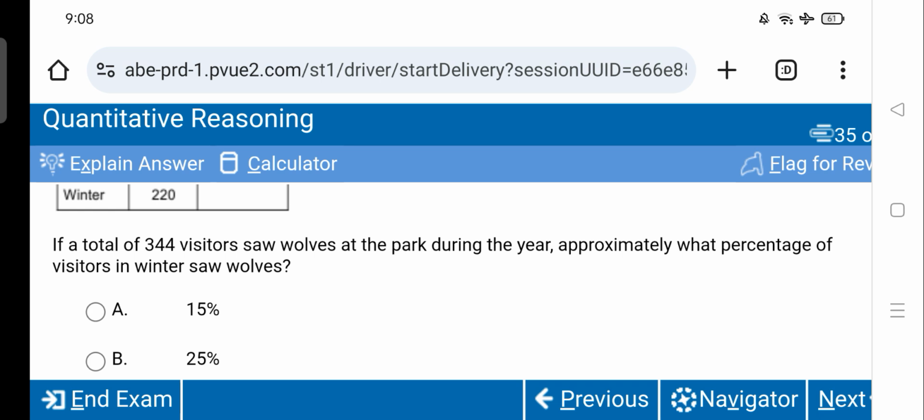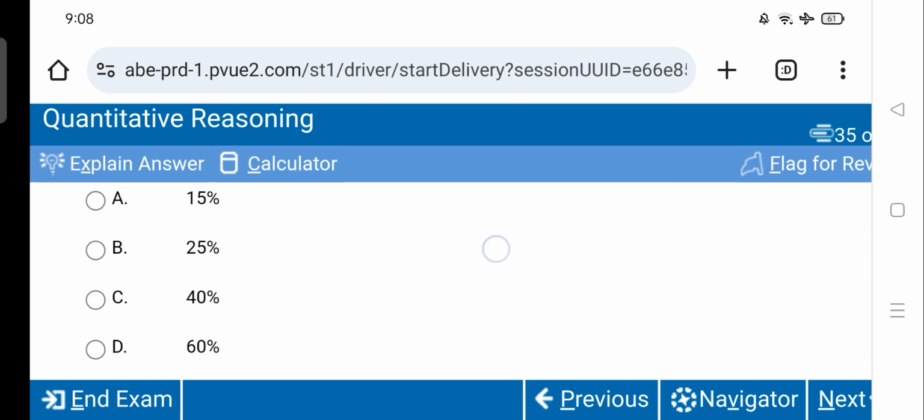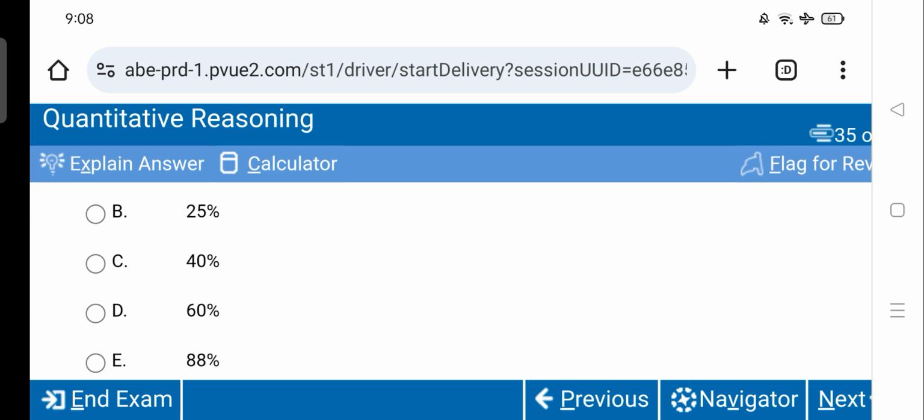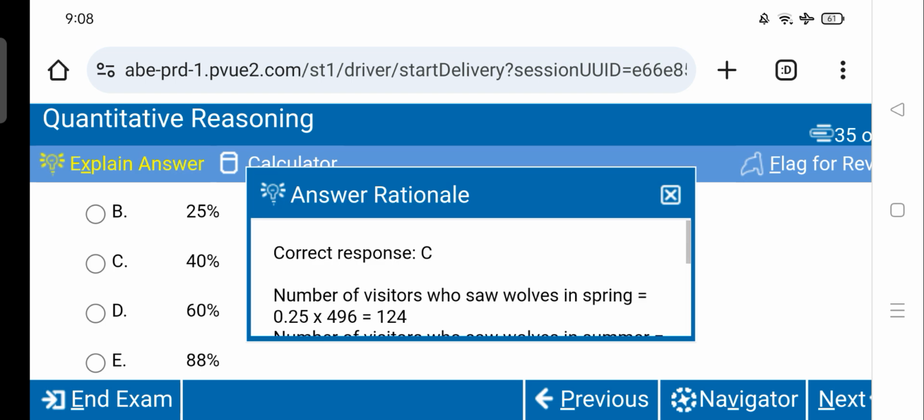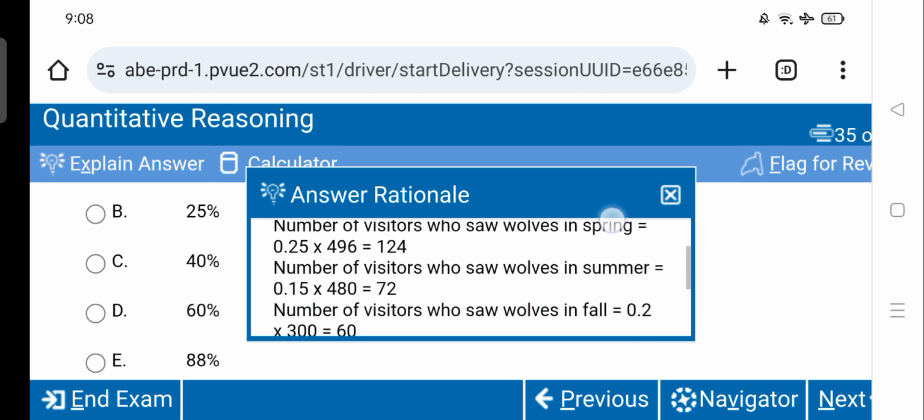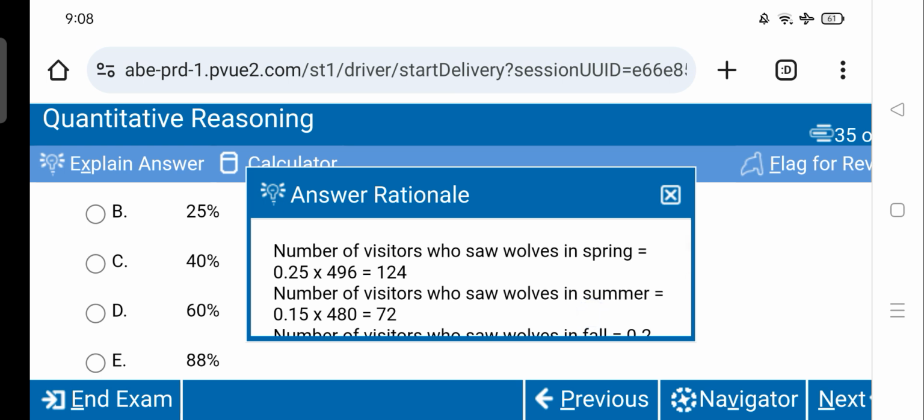Option A 15%, option B 25%, option C 40%, option D 60%, option E 88%. So the correct response we have is option C. Number of visitors who saw wolves in spring equals 0.25 multiplied by 496 equals 124.